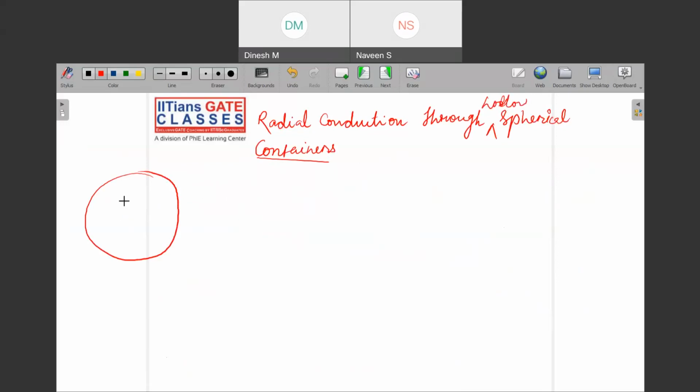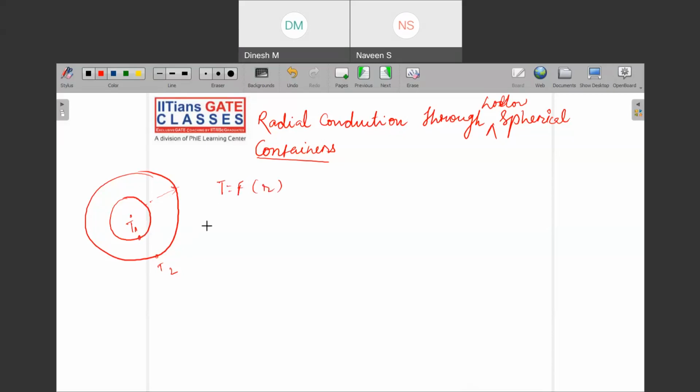Let us say there is a chamber, and in this chamber you have some fluid. You want to analyze this: if this is my surface temperature T1, and I am losing heat through all these points, and this is my surface temperature T2, then I want to find out the thermal resistance. Here again, as we have seen in the case of cylinders, T is a function of radius only. With the change in radius, your temperature changes.